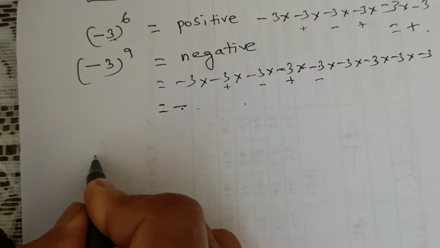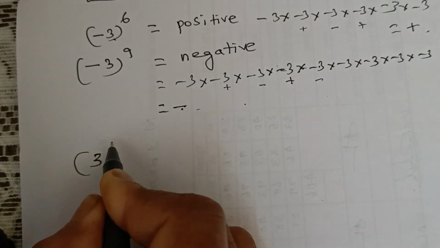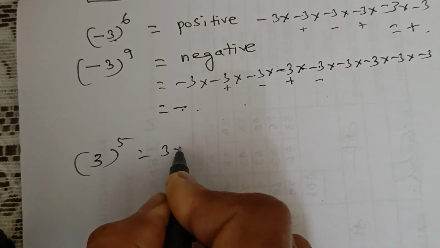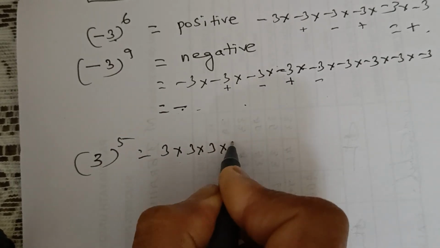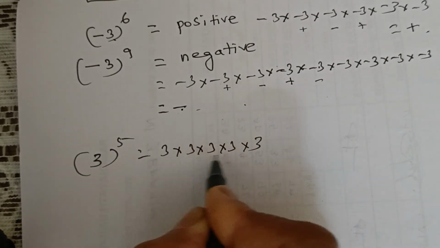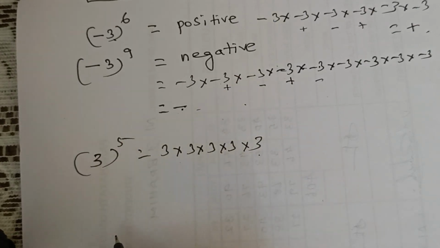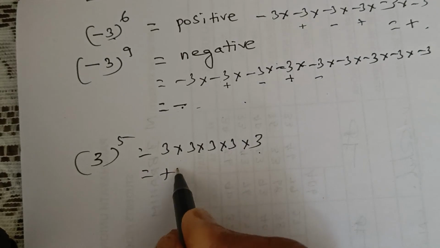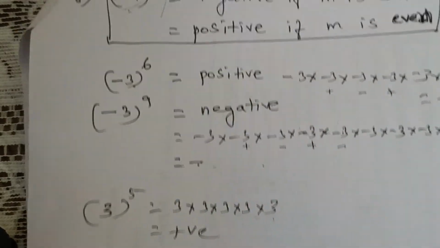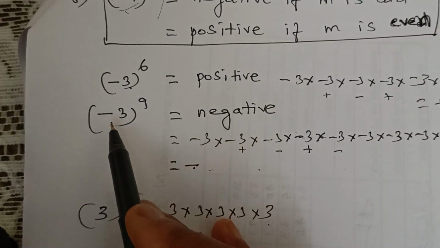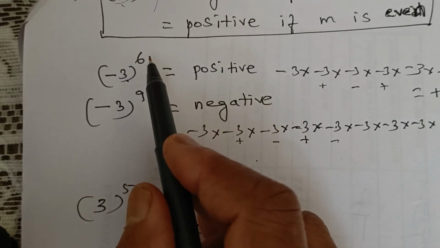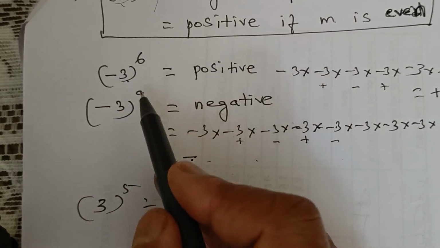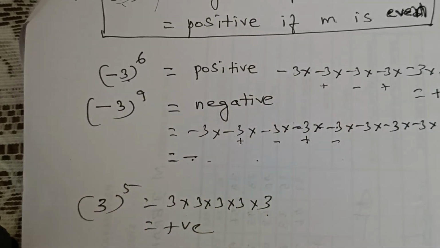If it is a positive number, suppose you take plus 3 power 5, what is it? We have to multiply 3 how many times? 5 times. It's only the plus sign, whether you multiply an even number of times or an odd number of times. The answer is always positive. So this rule is only for when the base is a negative number. If the power is an even number, the answer is positive. If the power is an odd number, the answer is negative.